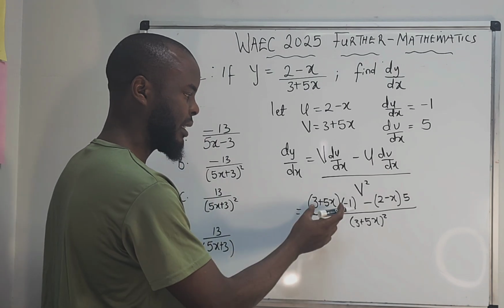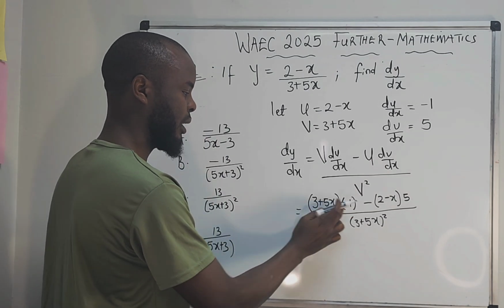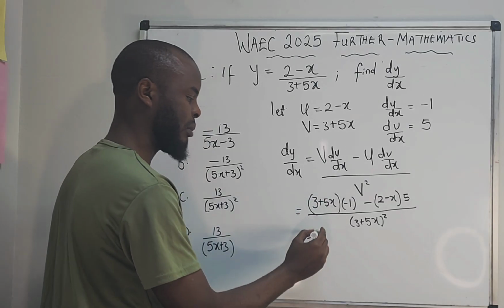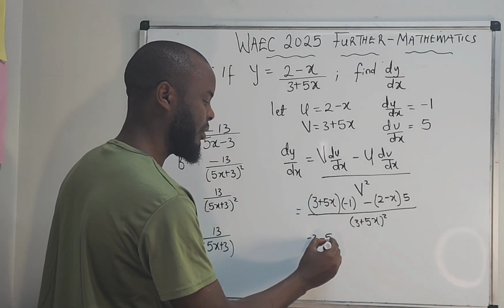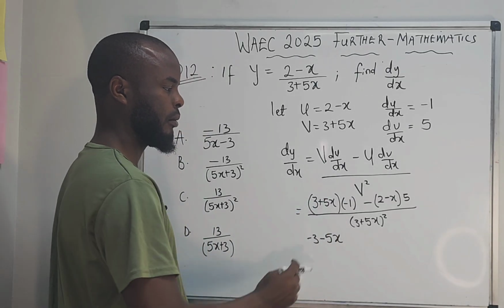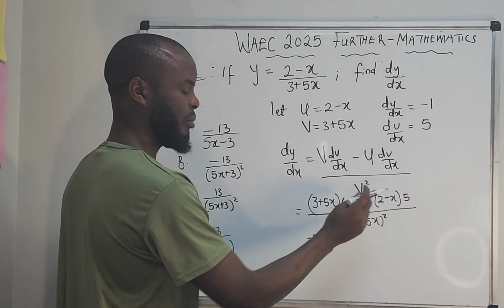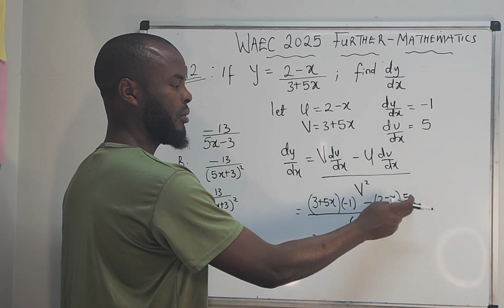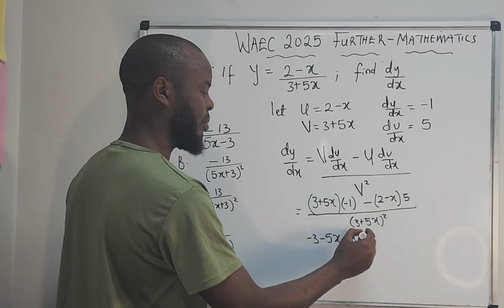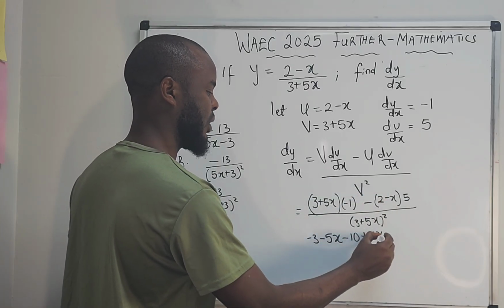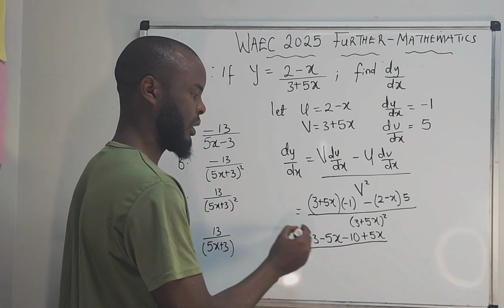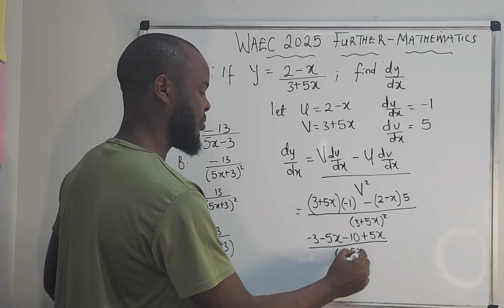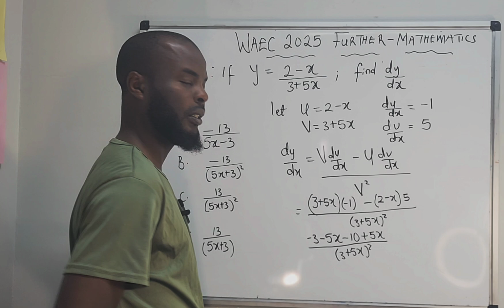So now, let's bring out the brackets. Negative 1 times 3 is going to be negative 3. Negative 1 times 5x is going to be negative 5x. Negative 5 times 2 is going to be negative 10. Negative 5 times negative x is going to be positive 5x. And here we have (3 plus 5x) squared.